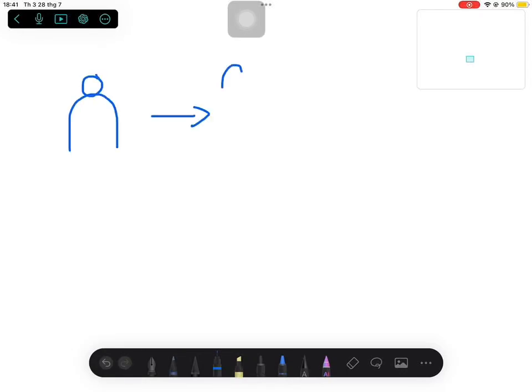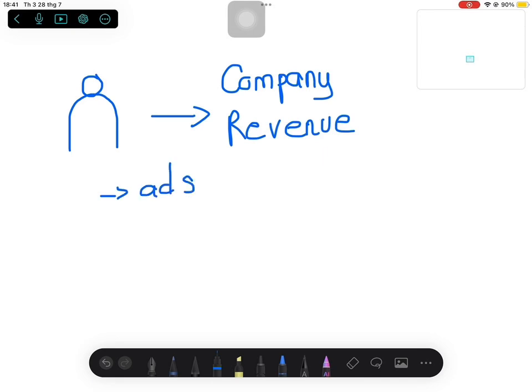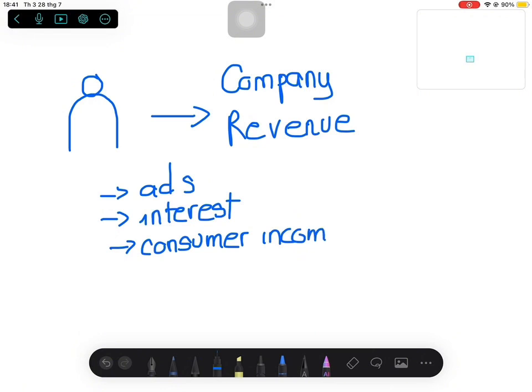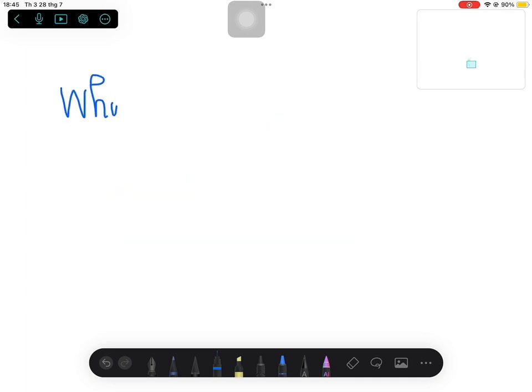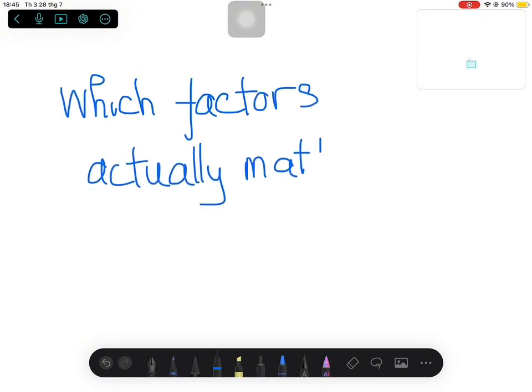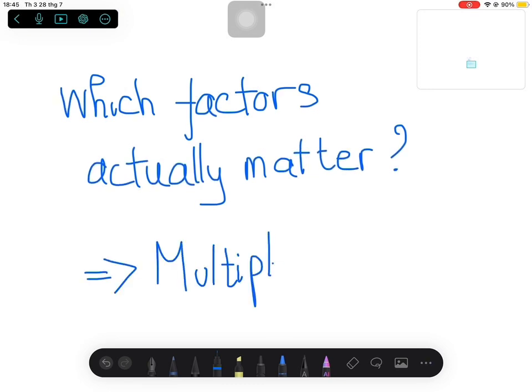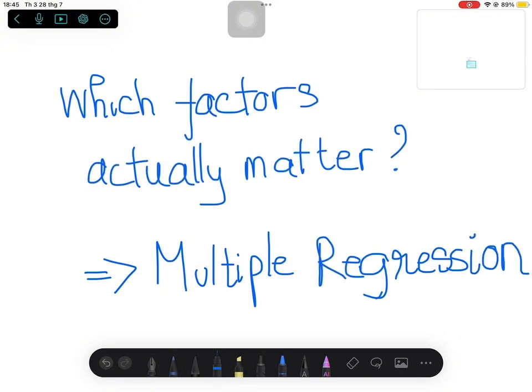Hi guys, imagine you are an equity analyst trying to forecast a company's revenues. Advertising spending matters, but so do interest rates, consumer income, inflation, and seasonality. So here is the question: how do professionals figure out which factors actually matter, and which ones are just creating noise? This is actually why multiple regressions exist.